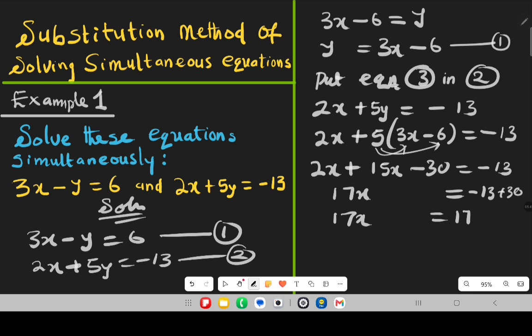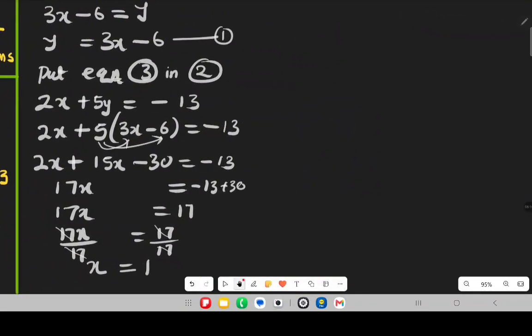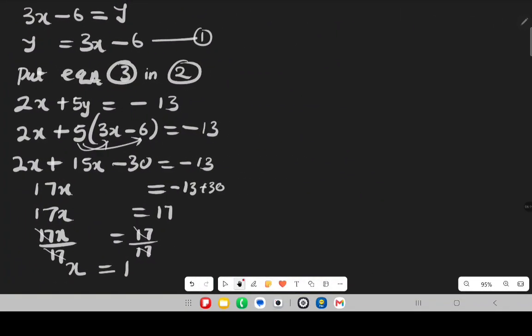Then to get the value of x, we divide both sides by the coefficient of x, which is 17. That is 17x all over 17 equals 17 all over 17. 17 cancels 17, left with x equals 17 divided by 17, which gives us 1. So the value of x is 1. Now we can find the value of y by substituting x equals 1 in equation 3, which we have formed earlier. Equation 3 is y equals 3x minus 6.